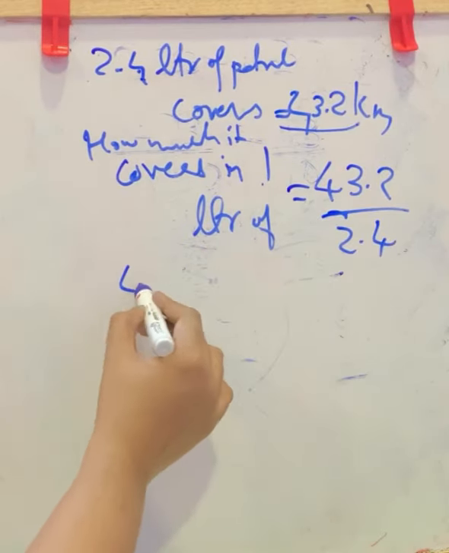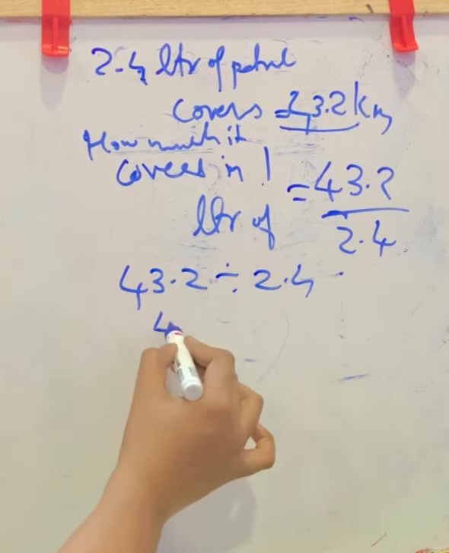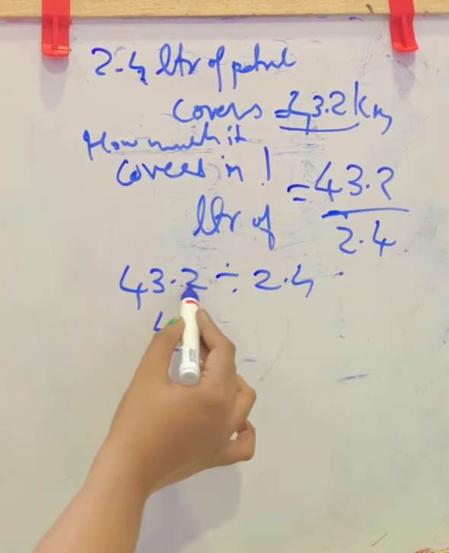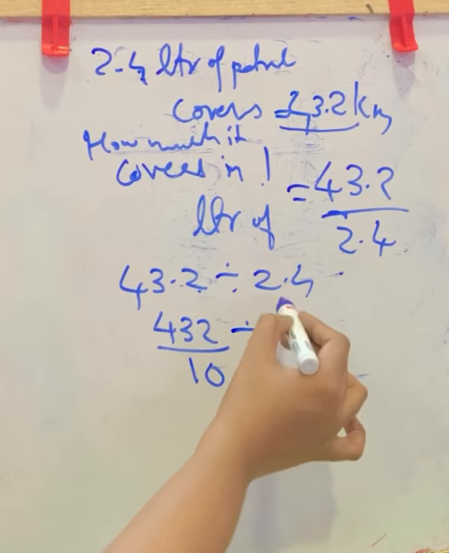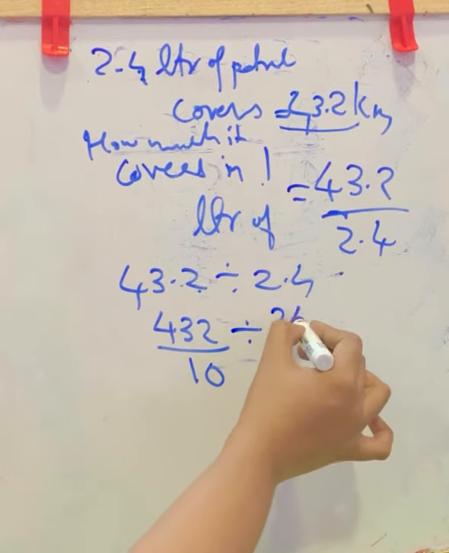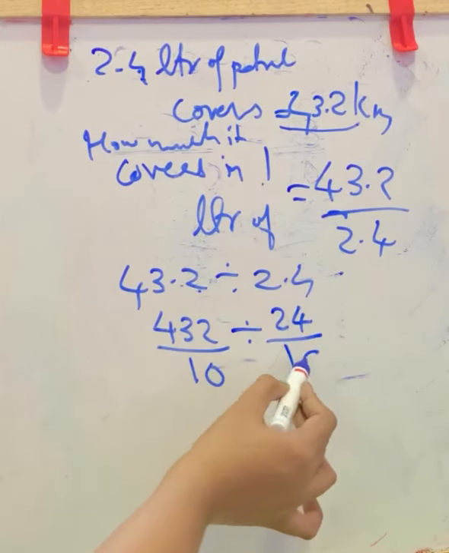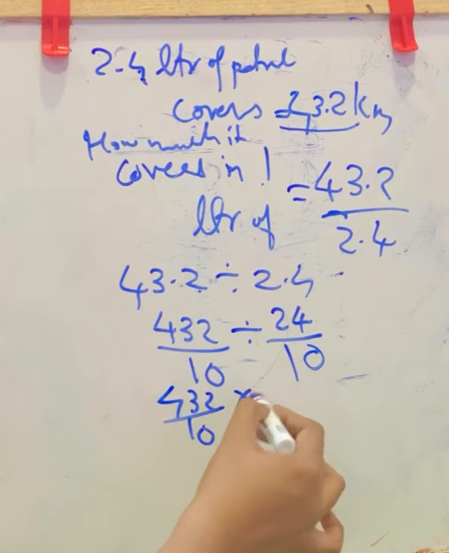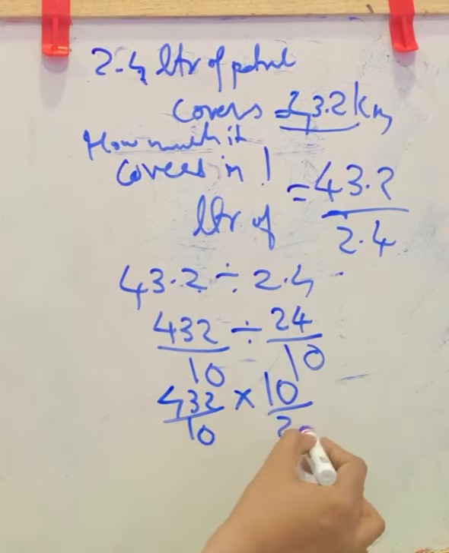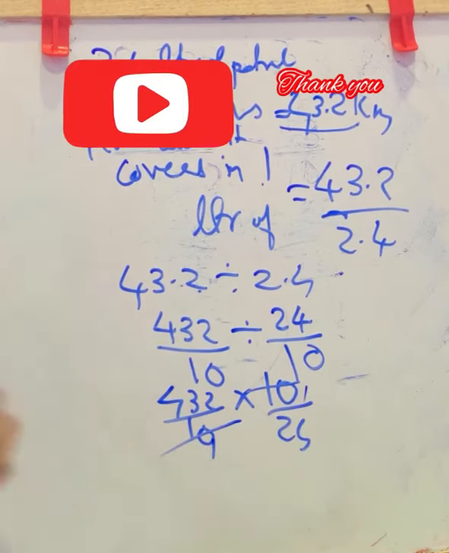So, here 43.2 division 2.4. This becomes 432 by, here 1 digit after the decimal, so by 10. Division, here 2.4 means 24 by, here also 1 digit after the decimal, so by 10. This is 432 by 10 into 10 by 24, reciprocal. 10 and 10 get cancelled. That is, 10 ones are 10, 10 ones are 10.